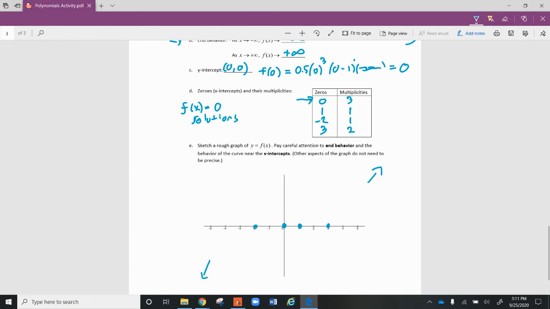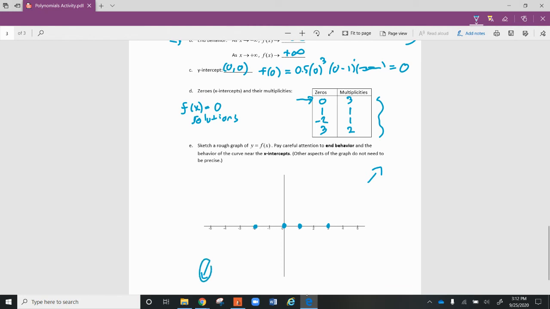Now, what I need to do is go through here and fill in the rest of this graph somehow. It's going to be wiggling, wobbling up and down. It has to be a nice, smooth, continuous curve. But I have to pass through each of those zeros in the correct way according to these multiplicities. So at -2, the multiplicity is 1. So I'm just going to pass straight through it.